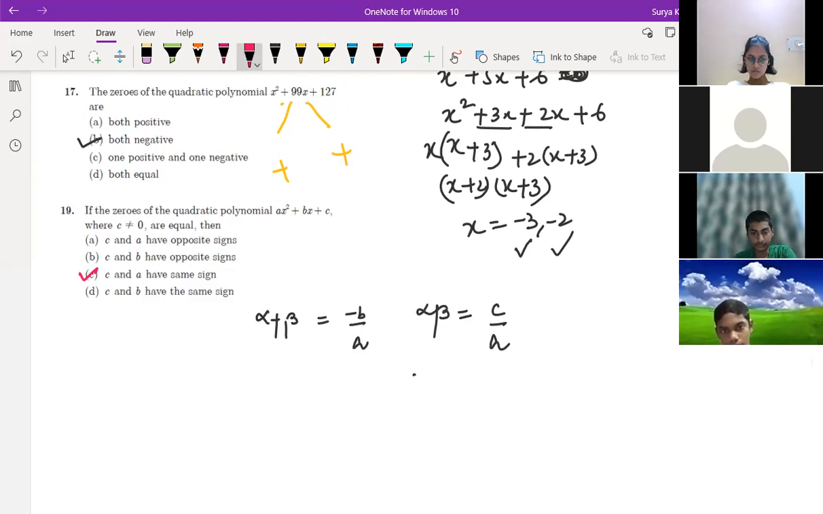C and A have same sign, or C and... so C is not equal to 0.